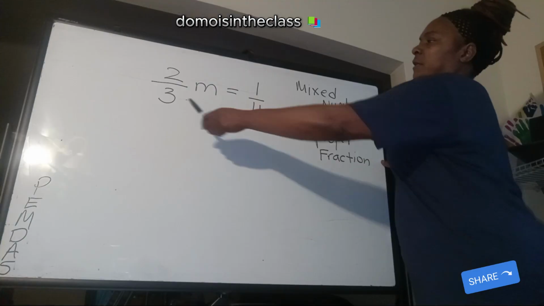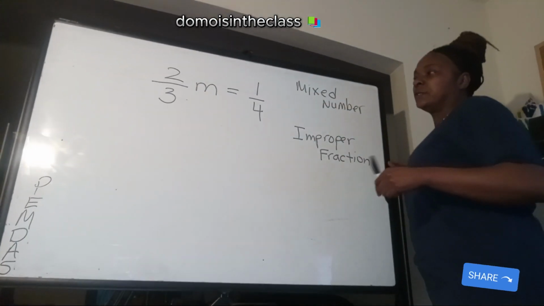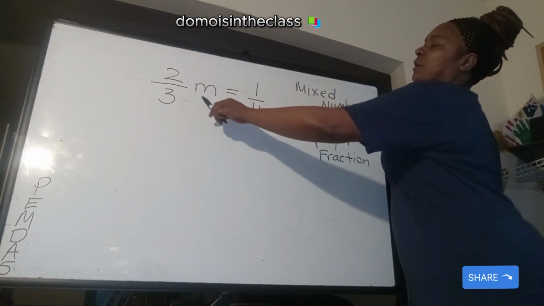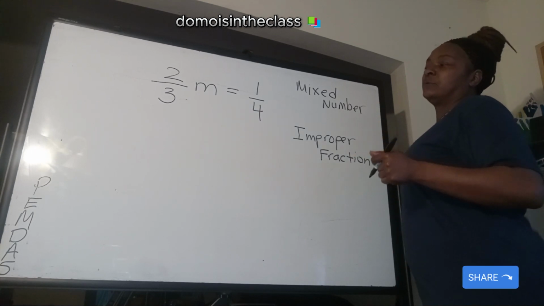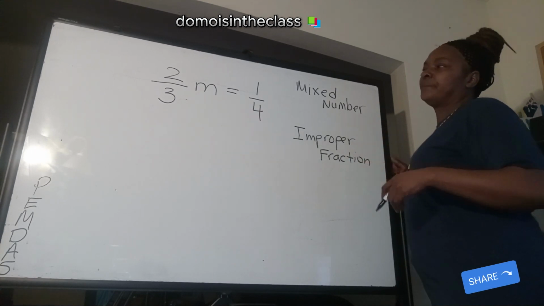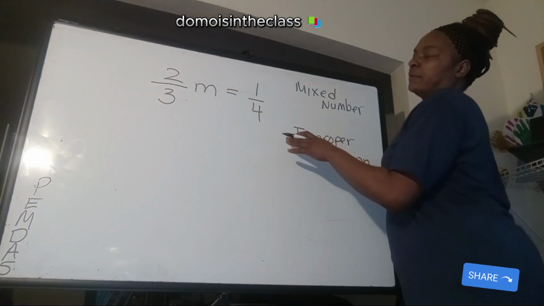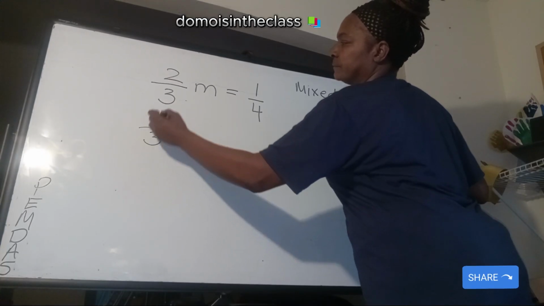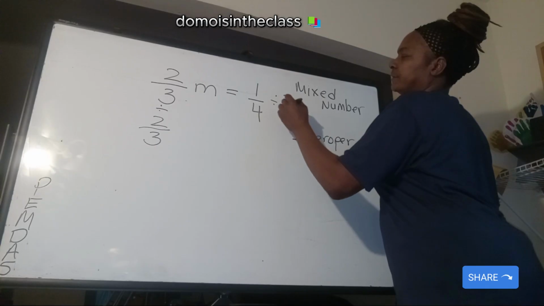Like I said earlier, any number next to a variable means multiplication. So 2/3 m means 2/3 times m. So we can also divide by 2/3. So we're going to do that this time. We're going to divide both sides because what you do to one side, you must do to the other. So we're going to divide by 2/3, and we're going to divide by 2/3.